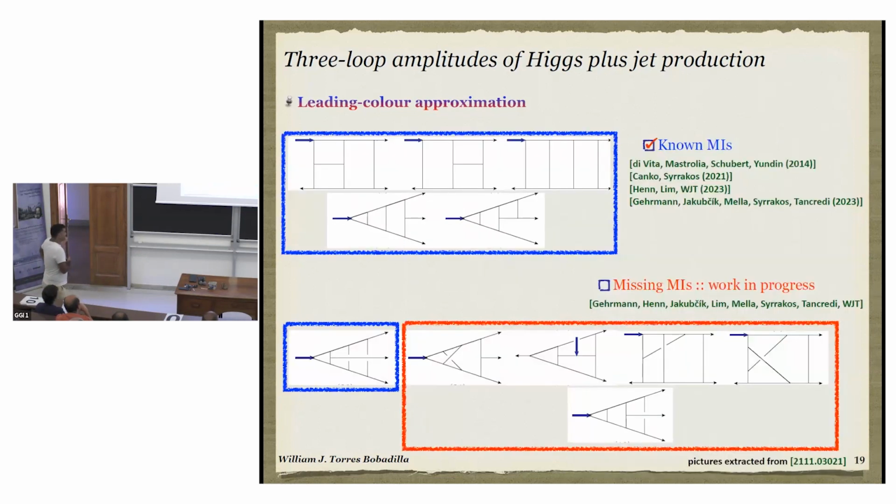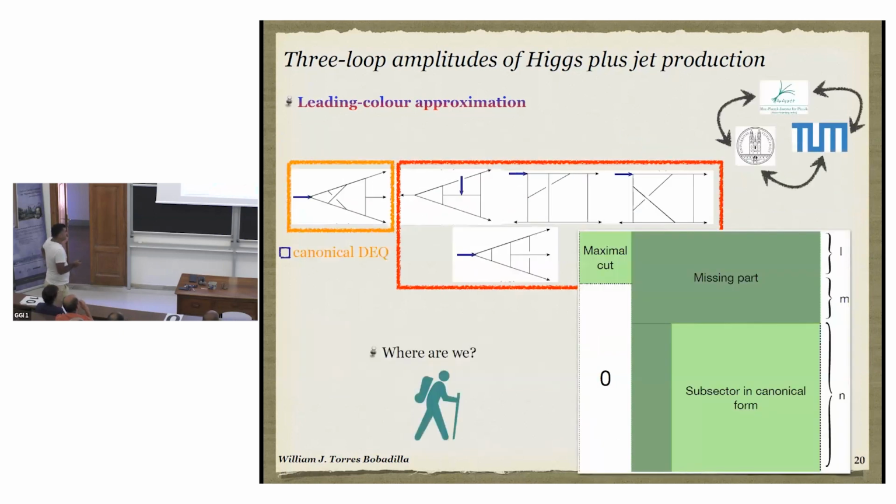Then, where we are, as I said, this is in collaboration with these people, but most nicely we can look at it in this way. We already have the canonical differential equation for this guy, and this guy contains a square root that I showed before. Just pictorially, everything is calculated on the maximal cut, because the maximal cut is trivial, and also the subsectors, because we extensively made use of the D-log basis and also the knowledge of UT integrals.